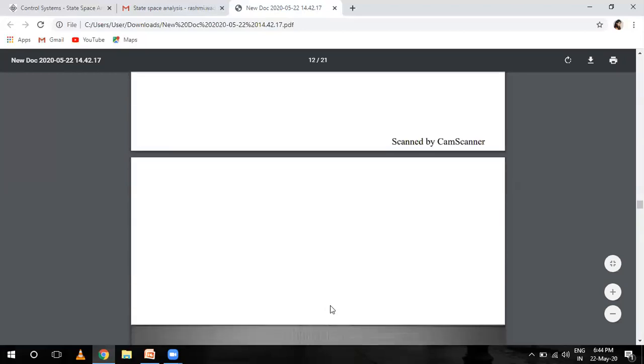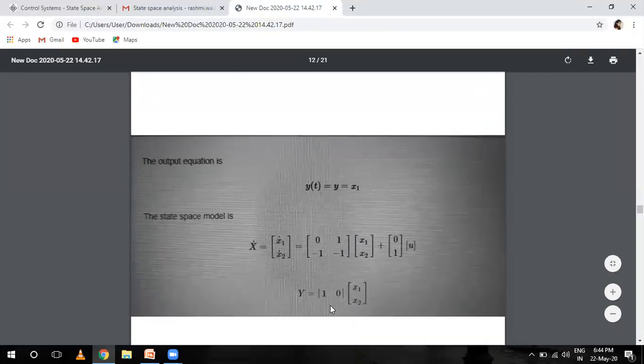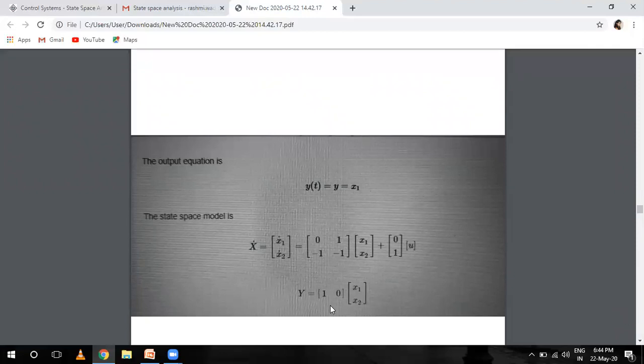Now taking the output equation and then state space model, y(t) is equal to y is equal to x1, and the state space model की equation है x dot is equal to [x1 x2], that is [0 1; -1 1] from the above equation. From the above equation we get this matrix [x1 x2] plus [0 1] u, and y is [1 0] [x1 x2].